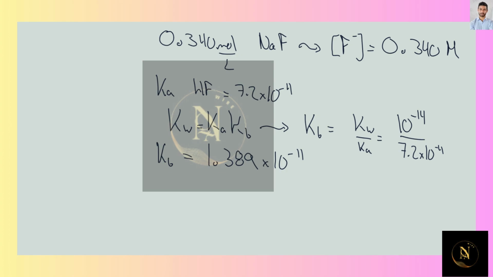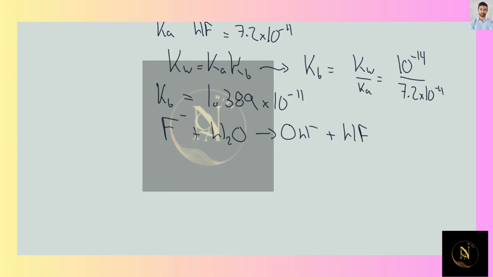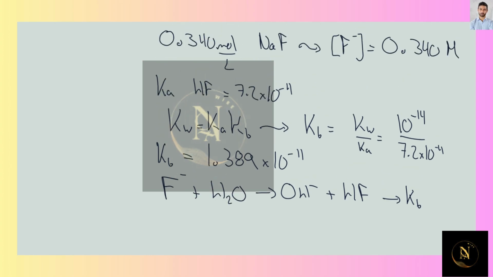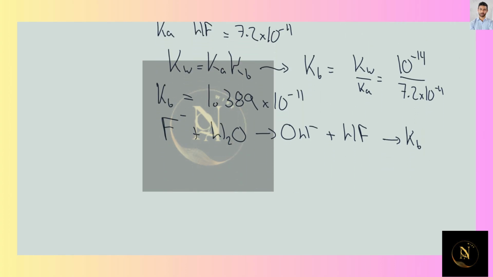Kb corresponds to the reaction of F minus plus water that is going to generate OH minus plus HF. This is the inverse reaction of Ka essentially. So this corresponds to Kb. We're going to employ this value since we know that we have fluoride ions in solution and we're going to have water added to it.